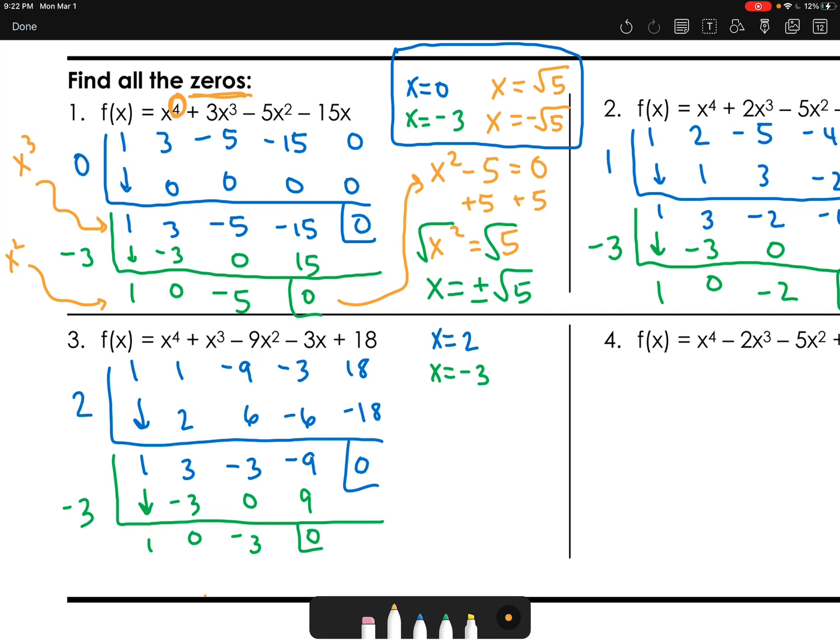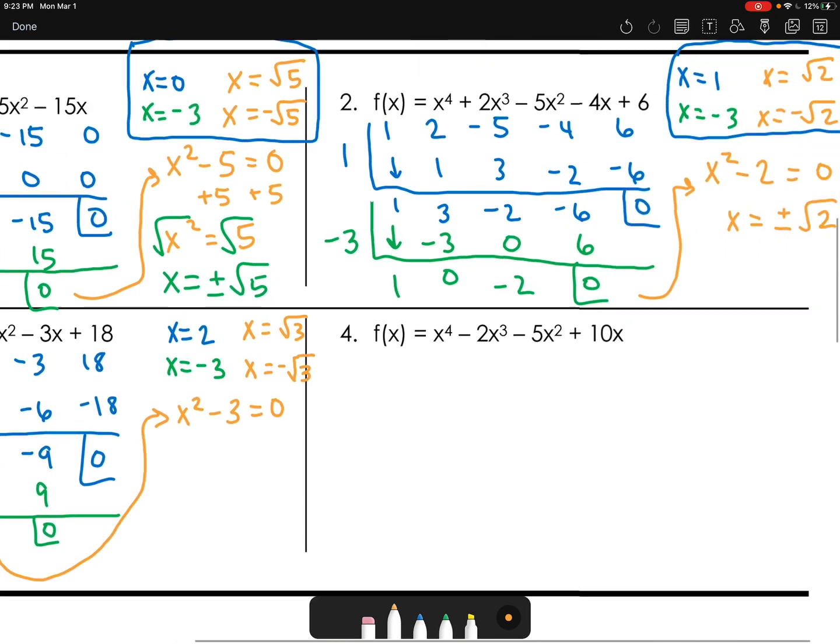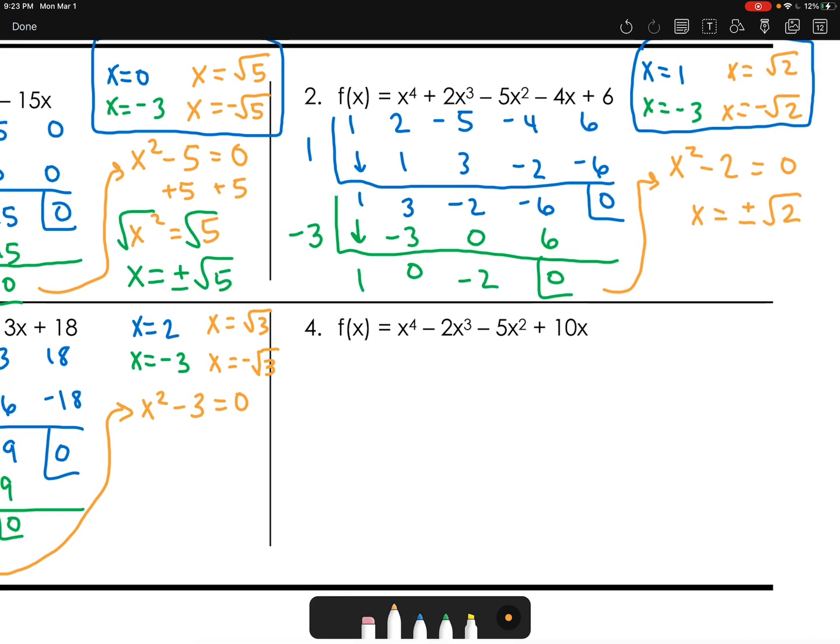So now these are our coefficients. And so I have x squared minus 3 equals 0. Pause. What are your zeros here? Okay, and your zeros should be the square root of 3 and the negative square root of 3. Okay? Try number 4 on your own.